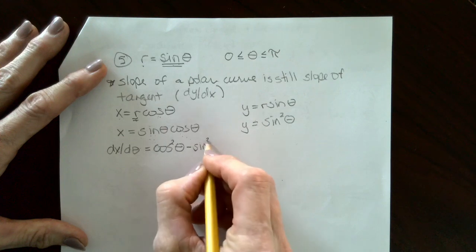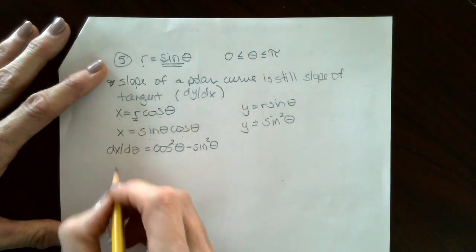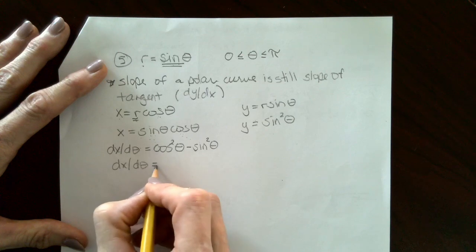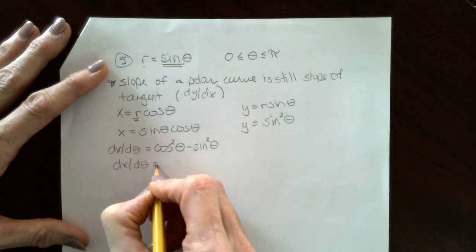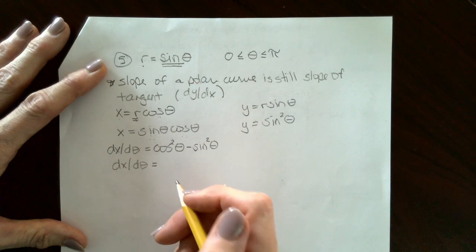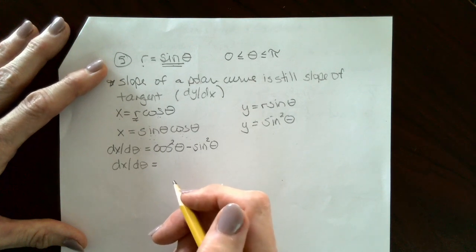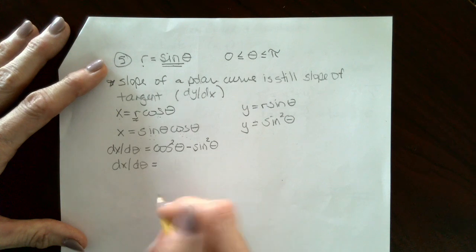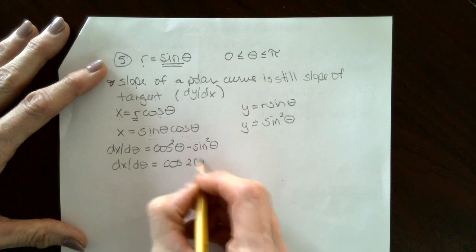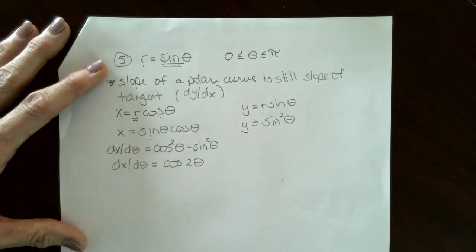Ooh, trig identity. What is cosine squared minus sine squared? That's one of the things that cosine 2 theta is equal to. I would change that because that's going to make this one easier to work with. Cosine 2 theta. You don't have to. It's just going to make it easier to work with.